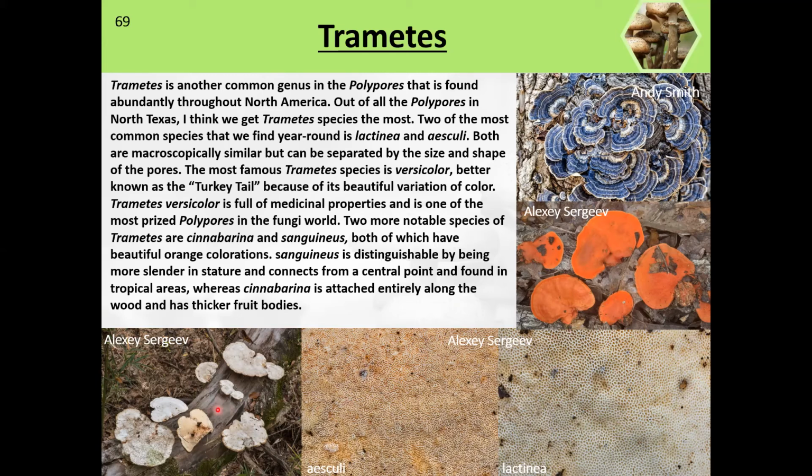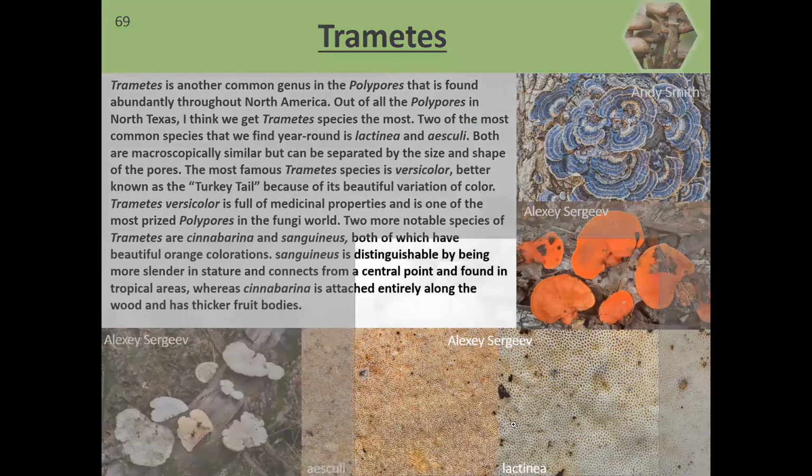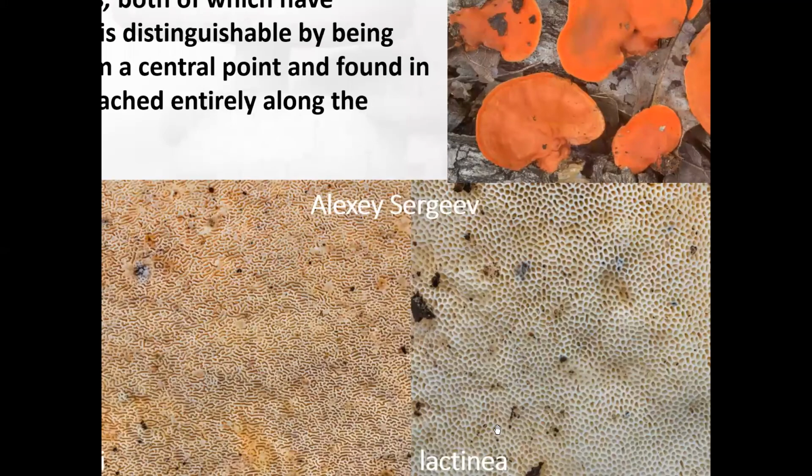So usually you have to flip them over to get to species because you have to look at this pore surface right here. So this is the difference between esculi, which if you can zoom in there, thank you, sir. I'll try to get a little bit closer. So you see this one has lines going through it, these weird lines. Instead, this one just has circular pores.